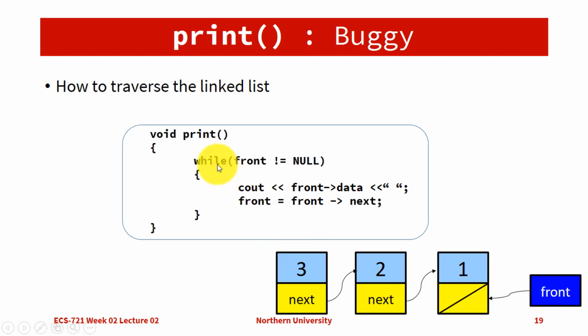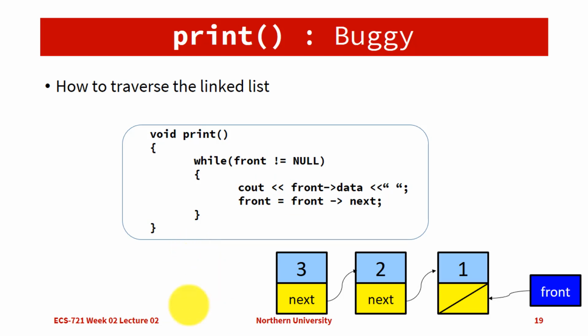And now we say while front is not null, it is null now. So the condition evaluates to false, because if you replace front with null, null does not equal null, that's false. So we will not execute the body of the while loop and we'll go out of it. So why did I say that this particular implementation of the print is buggy?